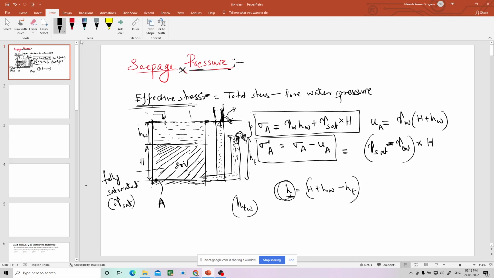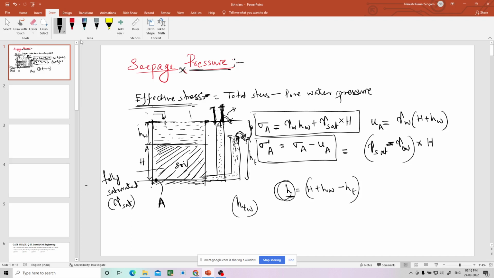Suppose the tube height is up to here, then it is not flowing, there will not be any flow, that is still water. So whenever there is a head, then the water will flow. Okay, now you understood the concept. This is the basic concept which we should have before going for the seepage pressure. So this is called no seepage.